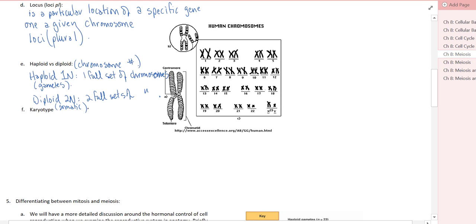And so in the case of us as humans, our haploid number is n equals 23, and our diploid number is, if n equals 23, then 2 times n is 46, okay? And the little image shown to the right is what we call a karyotype. A karyotype is simply an individual's collection of chromosomes.